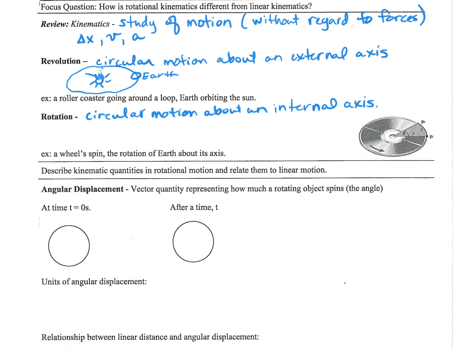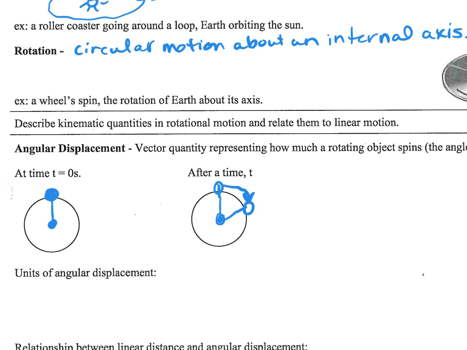Now it says describe kinematic quantities in rotational motion and relate them to linear motion. Okay, so we've got to relate this to linear motion. So what we know is if we've got something starting here, and here's my center, this is at time 0. My little whatever it is right here. Now, after so much time, and it revolves, this thing is going to move over to here. Okay? Then the amount it moves, guys, this is an angle theta. It's not an x, it's a theta, isn't it?